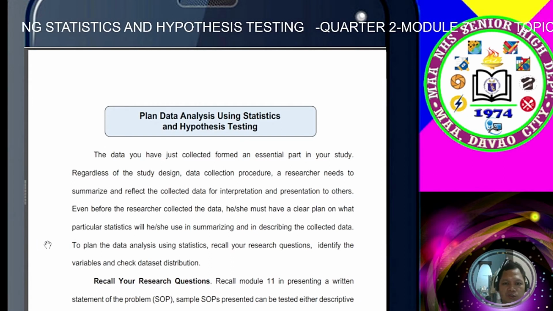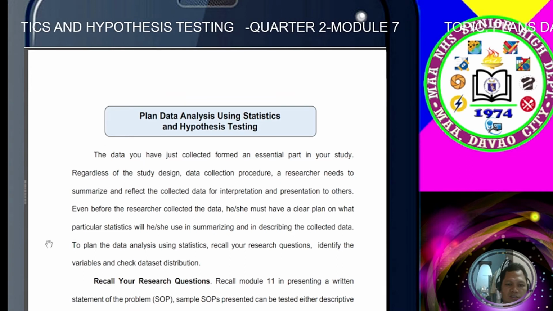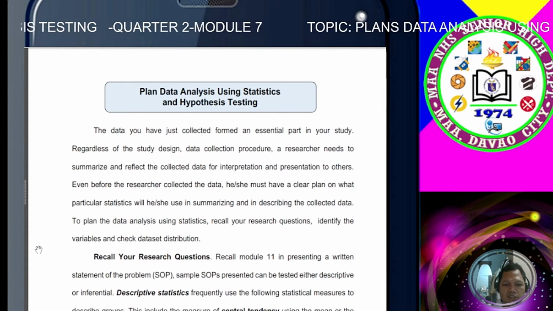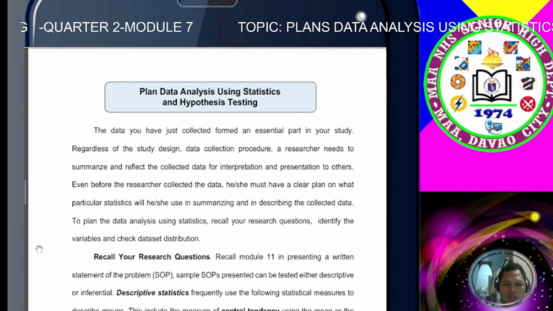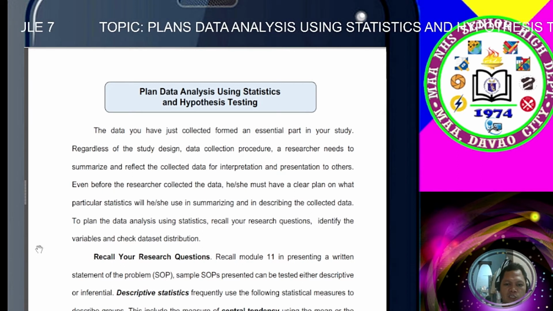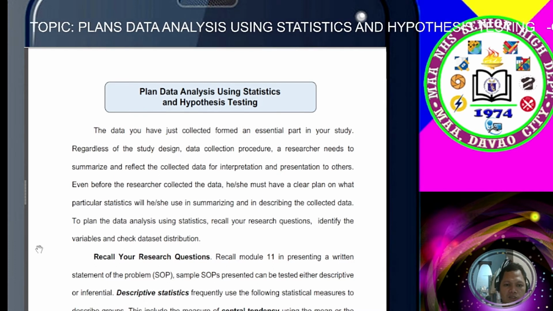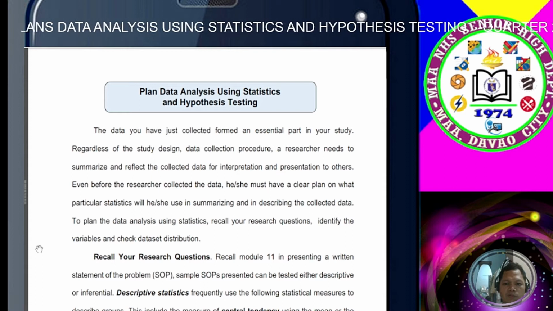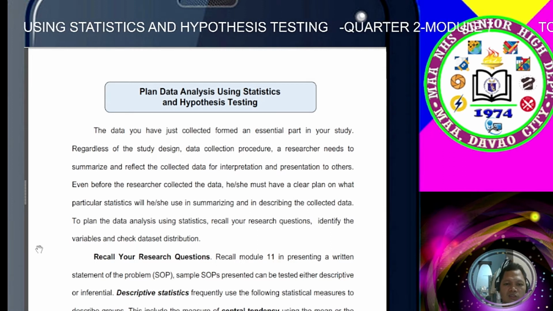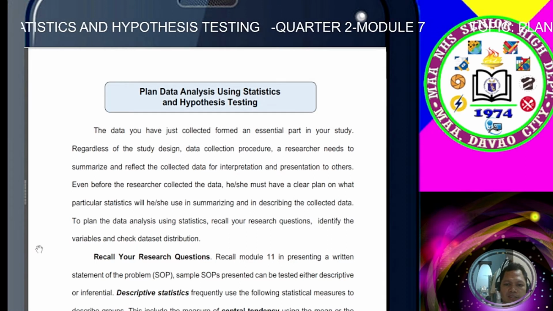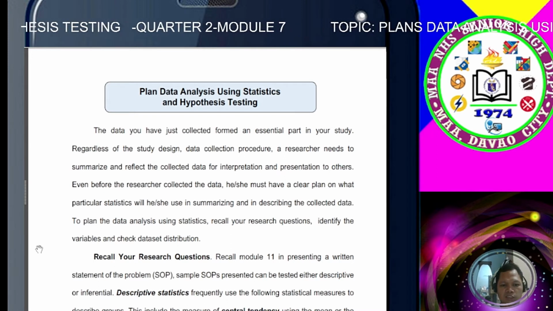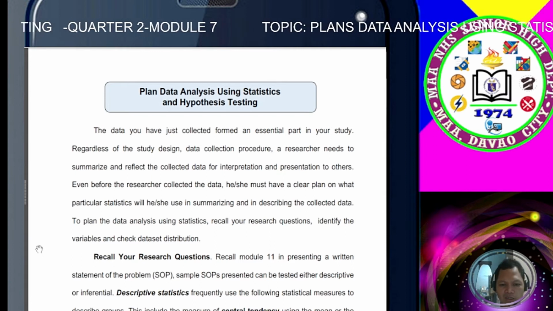Plan data analysis using statistics and hypothesis testing. The data you have collected form an essential part in your study. Regardless of the study design and data collection procedure, a researcher needs to summarize and reflect the collected data for interpretation and presentation to others. Even before collecting the data, the researcher must have a clear plan on what particular statistics he or she will use in summarizing and describing the collected data. To plan the data analysis using statistics, recall your research questions, identify the variables, and check dataset distribution.